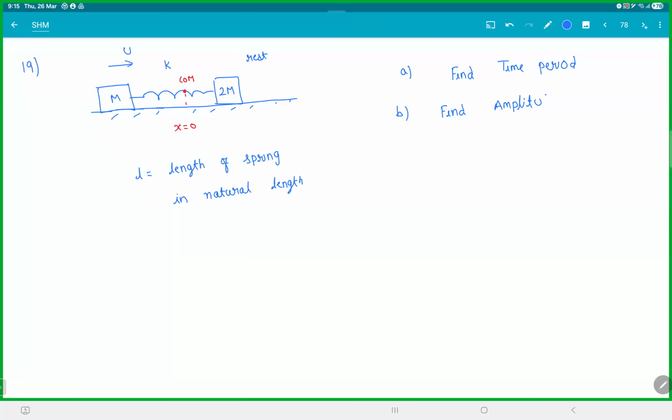I hope you guys remember this question. Standard model in center of mass collisions. Find the oscillation energy. Find the coordinates of the block as function of time t.